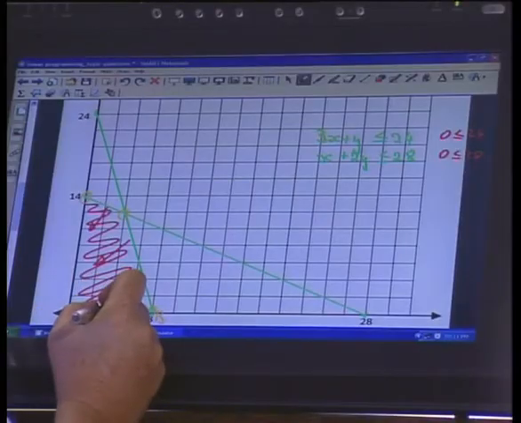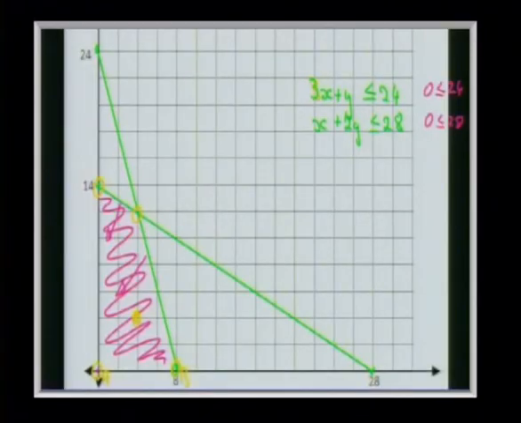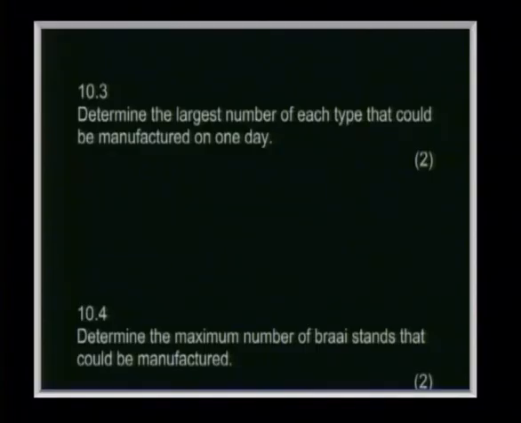And any other option inside that feasible region. For example, I could take the point 2, 2. 2 x's, 2 y's, my constraints will be fulfilled. That's just as background. I've done the question. Let's move forward. Determine the largest number of each type that could be manufactured on one day. We need to go back to our graph and have a look at this.